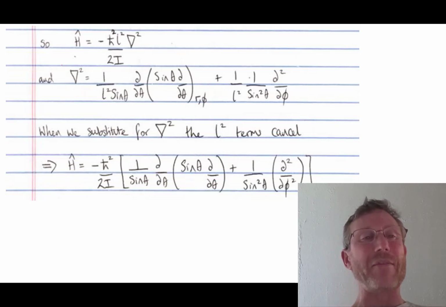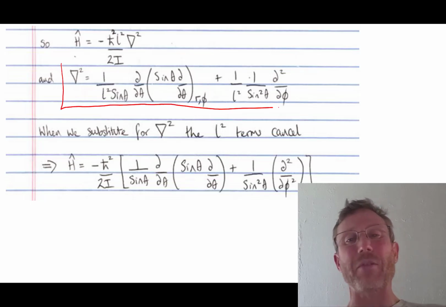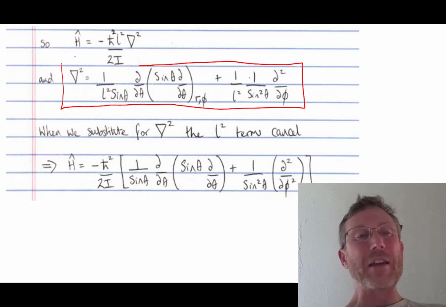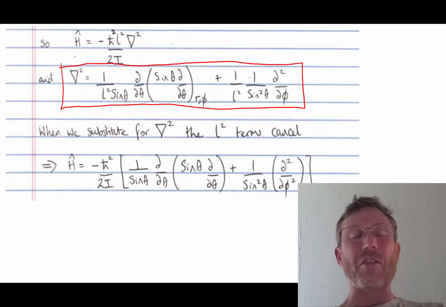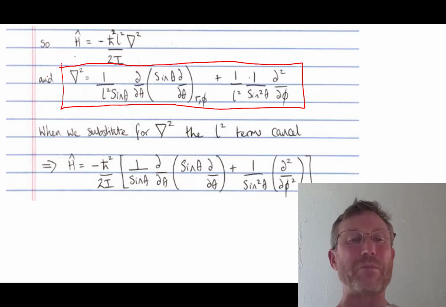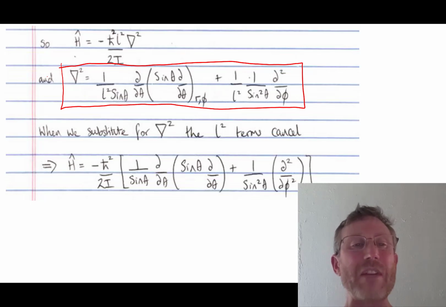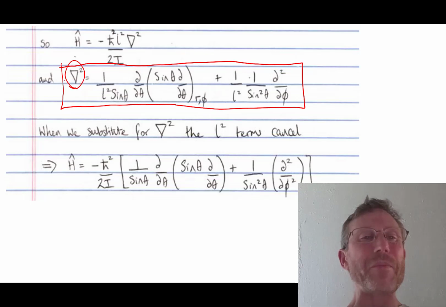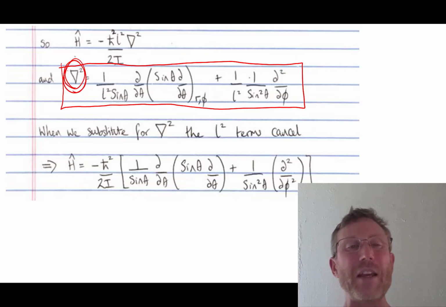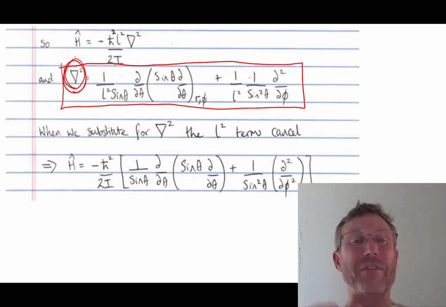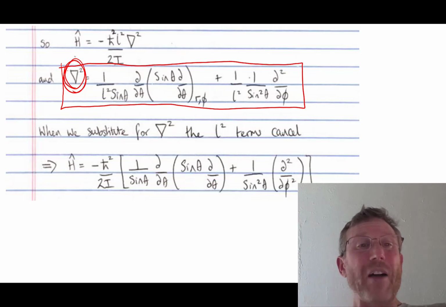This is how I get this next expression. The only thing I've changed in here is that those R squareds are replaced by the L squareds. So now we have a del squared term in spherical coordinates that fits with the system that we're describing. So what else?